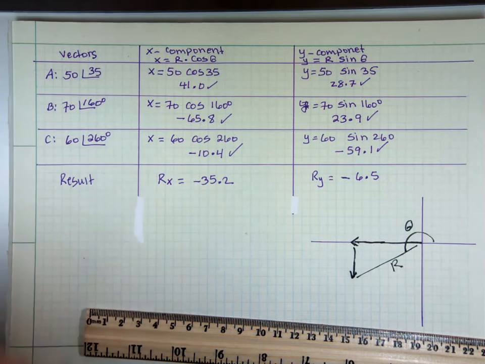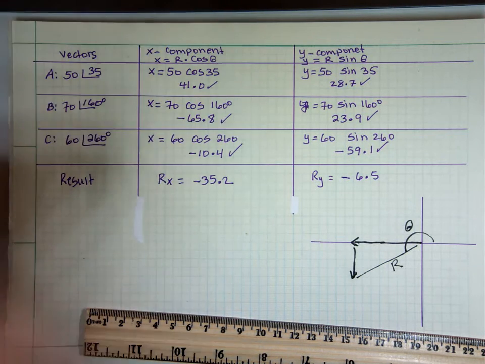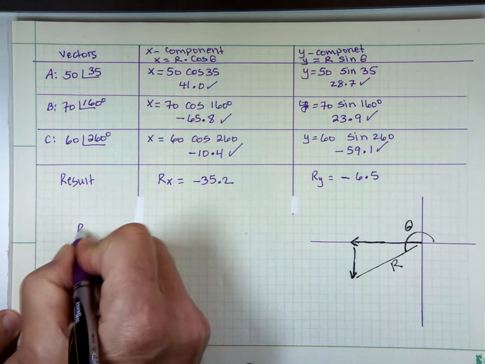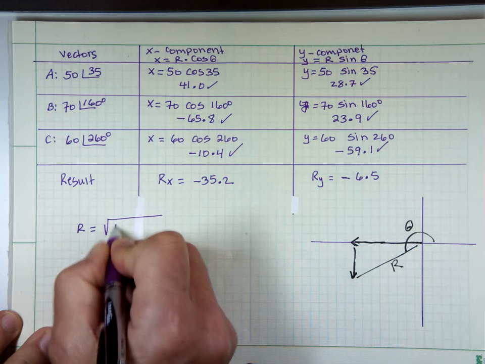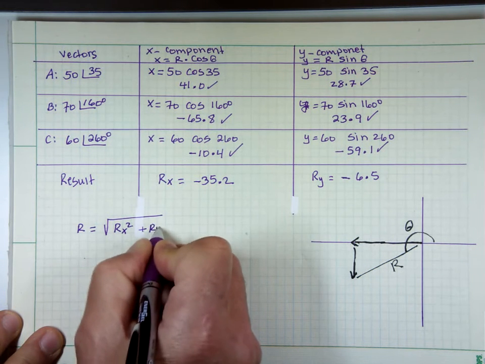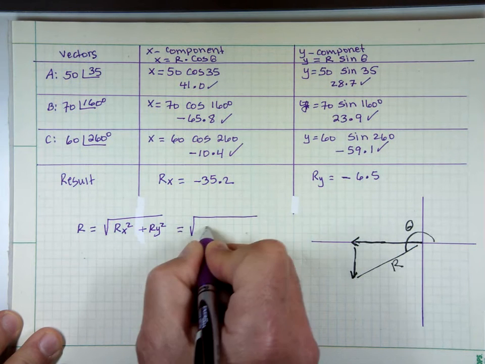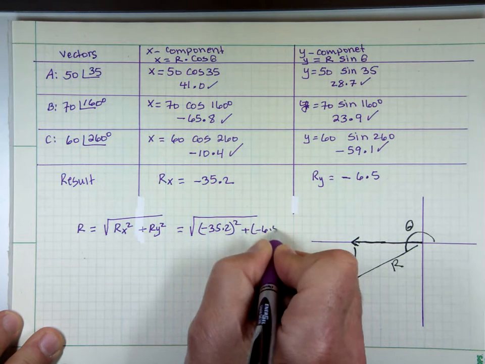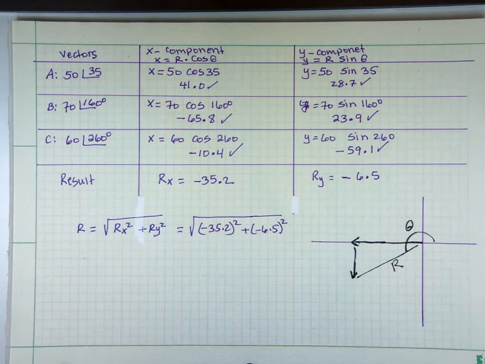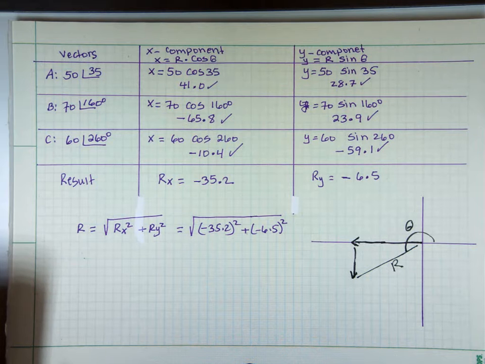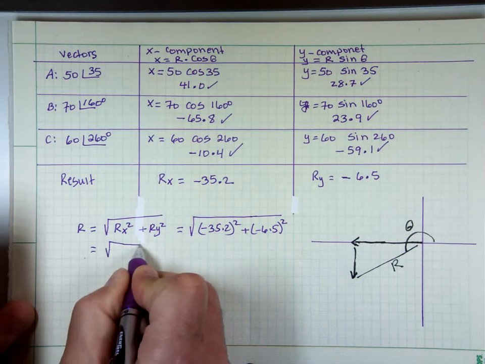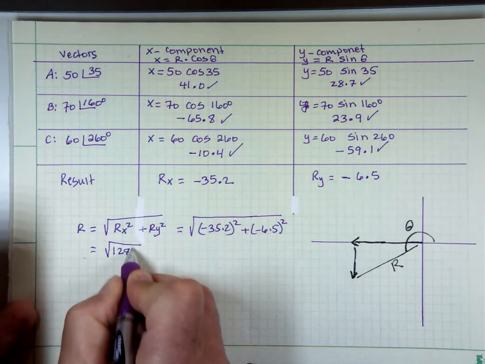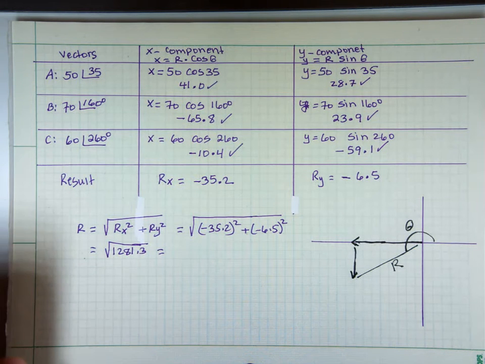So what is r equal to? It is the square root of rx squared plus ry squared, the square root of negative 35.2 squared plus negative 6.5 squared. Make sure when you put these negative numbers, put them in parentheses. Otherwise, your calc will give you a negative answer. That's the square root of 1281.3, which if we take the square root of that, 35.8.